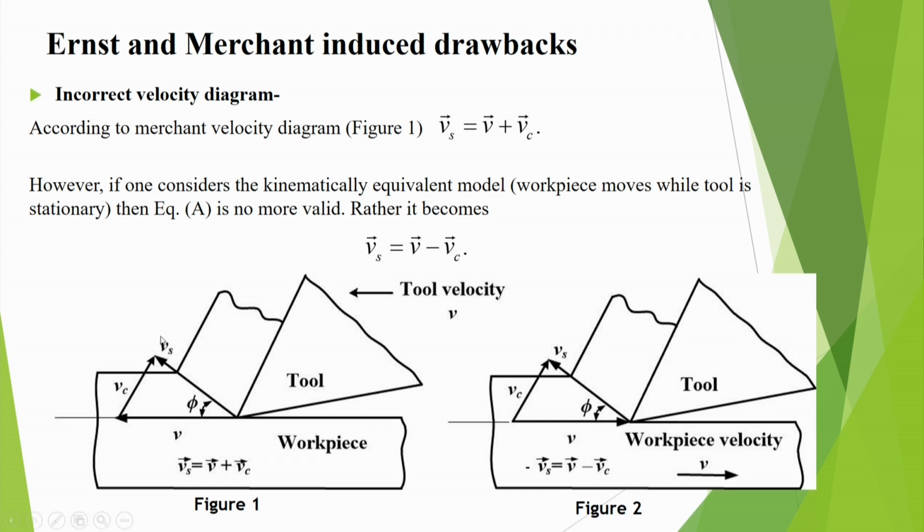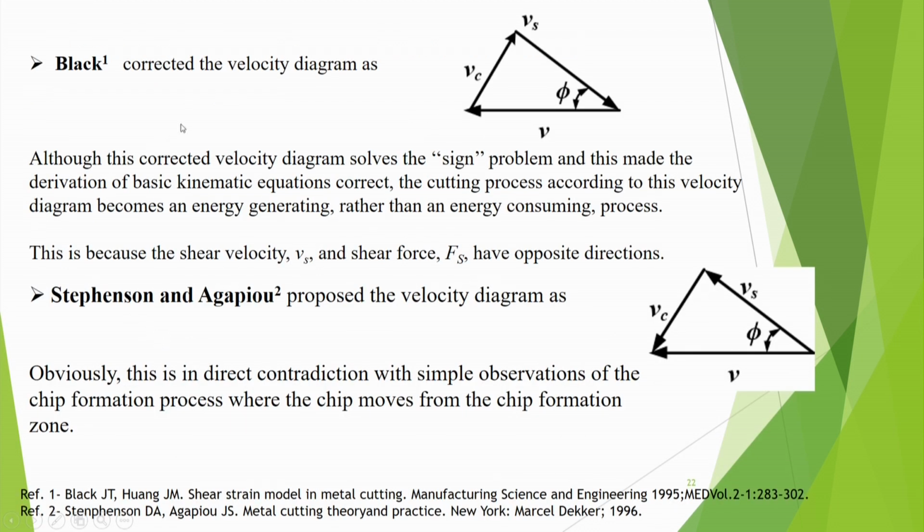That point is there. So, Black corrected the diagram like this. Black has made this type of diagram. Black's paper is also there. Although this corrected velocity diagram solves the sign problem, in this diagram also there is some problem, because shear force and Vs are both in opposite directions.